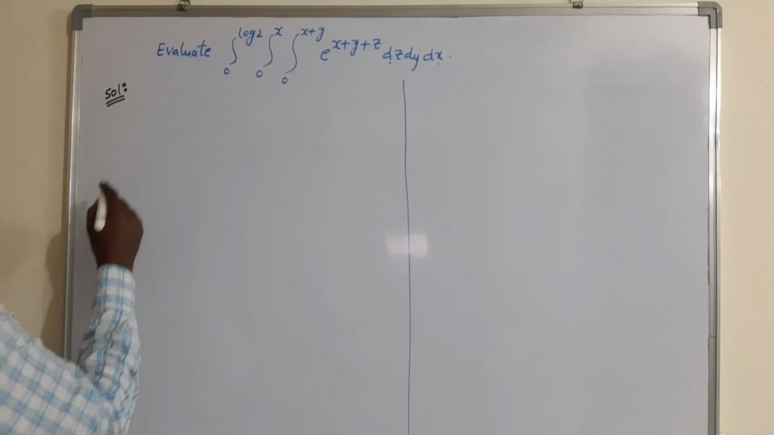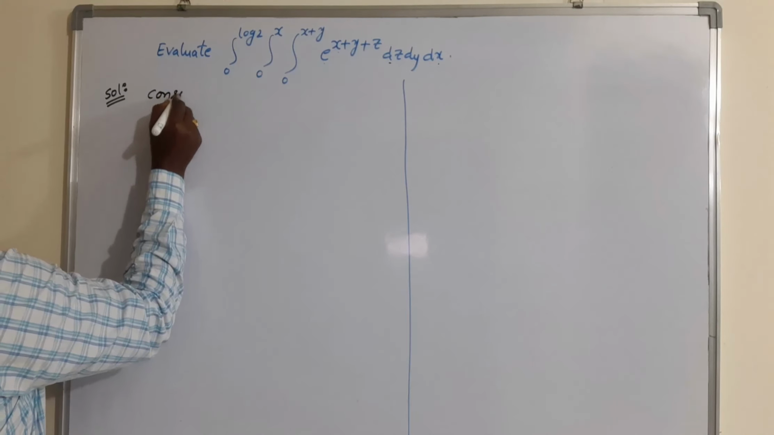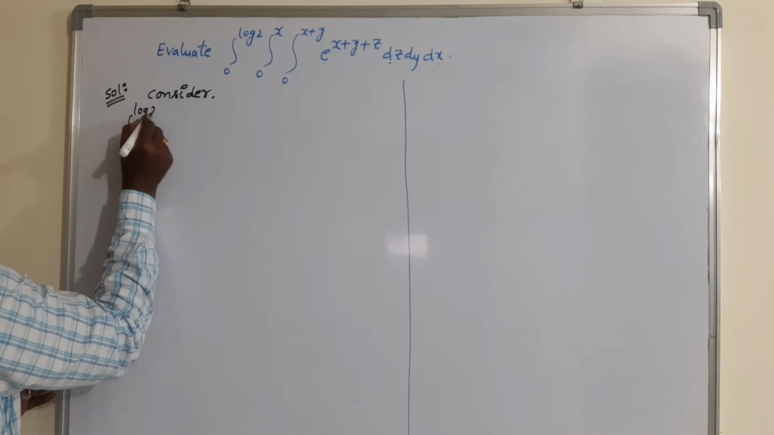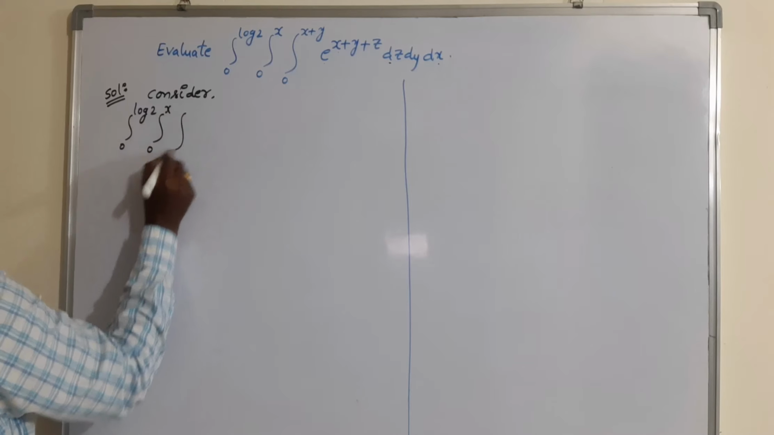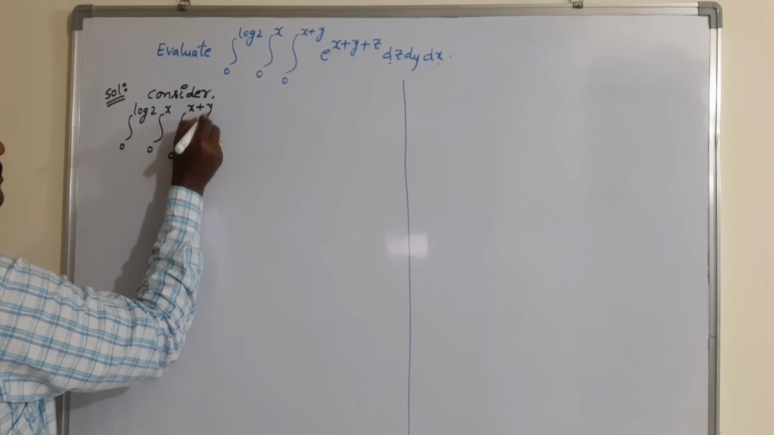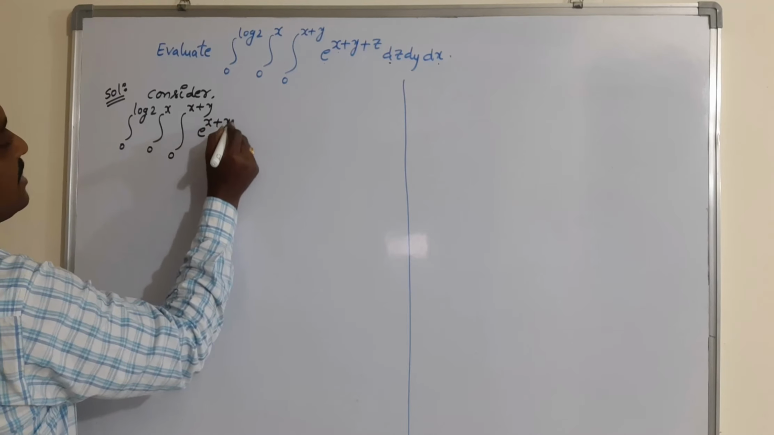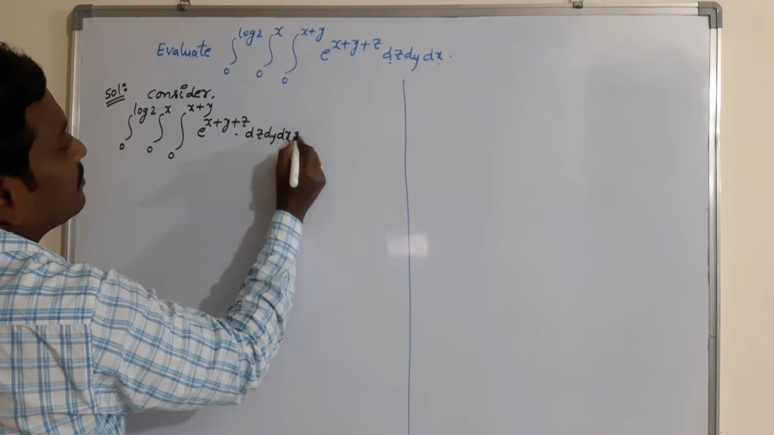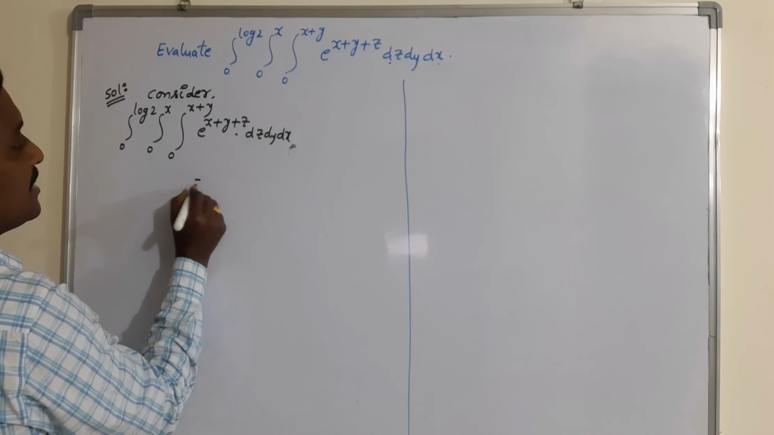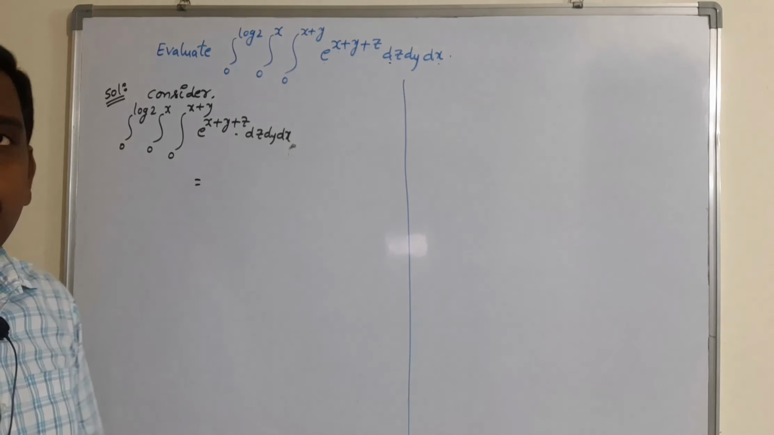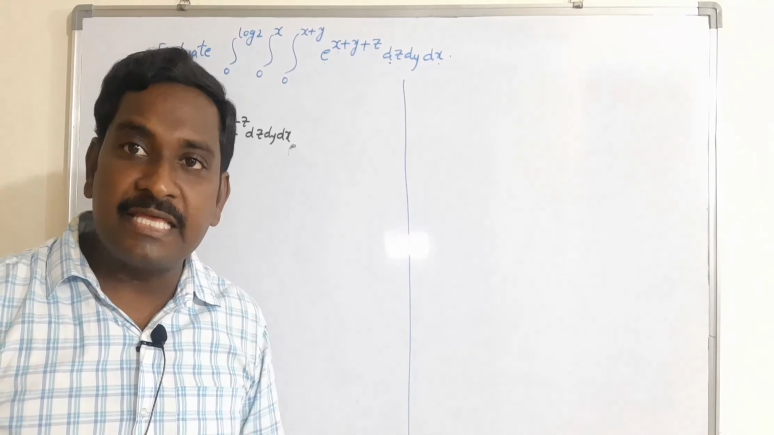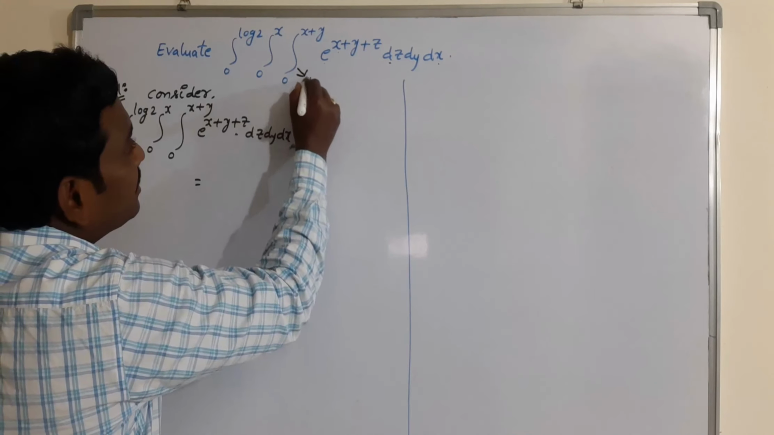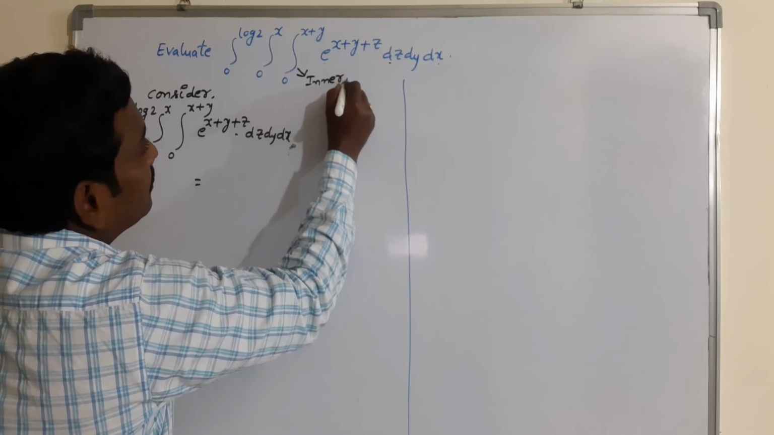Okay, so first of all consider the given integration once again. Consider the integral from 0 to log 2, integral from 0 to x, integral from 0 to x plus y of the function e power x plus y plus z dz dy dx is equal to... first of all we have to put the names for the limits. Clearly there are three integrations here. This is called the inner integral.